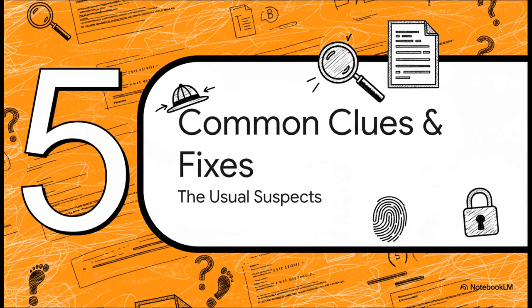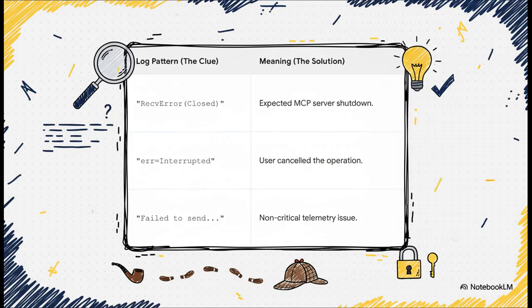Okay, now that we know how to gather all this evidence, let's look at some common cases. Think of this as our rogues gallery, a lineup of the usual suspects you're going to run into, and, more importantly, how to deal with them quickly. First up, let's clear some innocent bystanders. You might see log patterns like these and think, aha, I found the culprit. But things like a recv error closed or an error equals interrupted are often just normal. It could be a server shutting down properly or just you hitting Control C. These are false leads, so don't let them throw you off the trail.